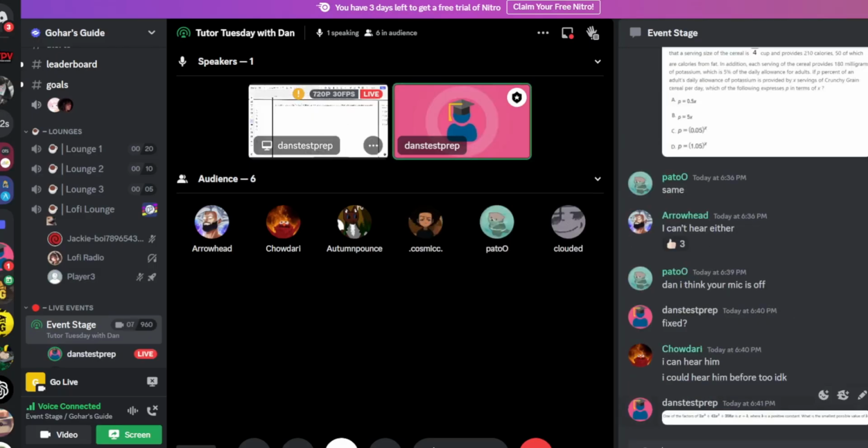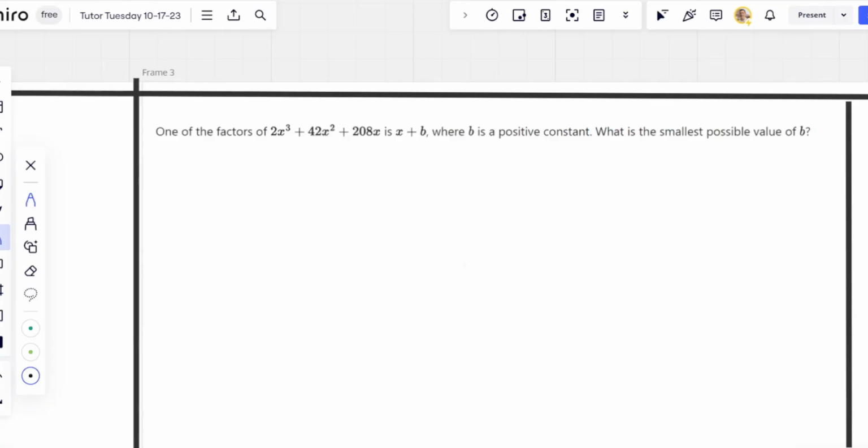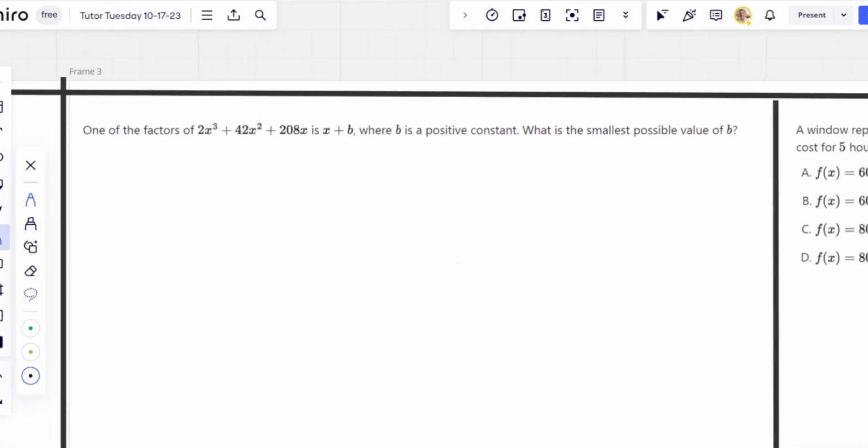So here's going to be our next question. One of the factors of 2x cubed plus 42x squared plus 208x is x plus b, where b is a positive constant. What is the smallest possible value of b? Smallest possible value of b. Well, this one's an interesting one. I'm going to see how we can actually factor this one out.